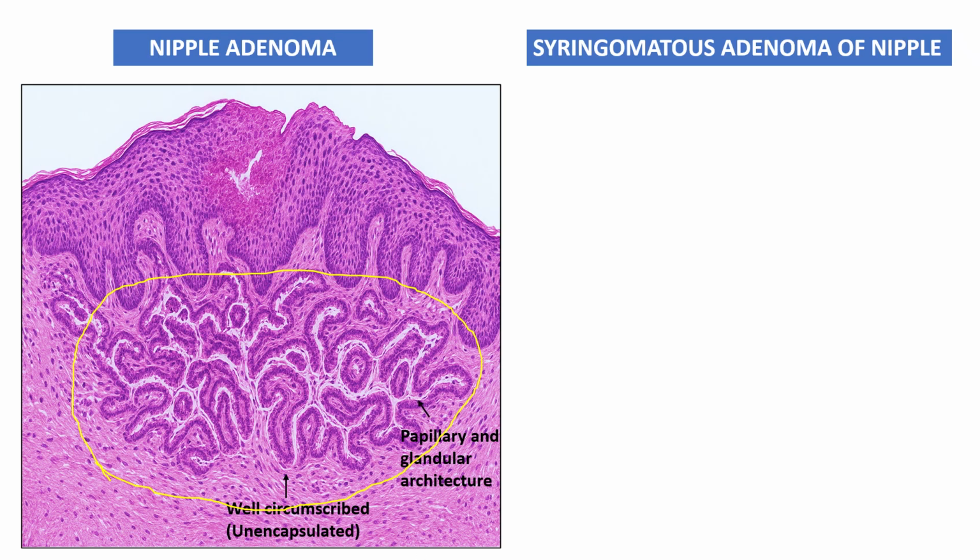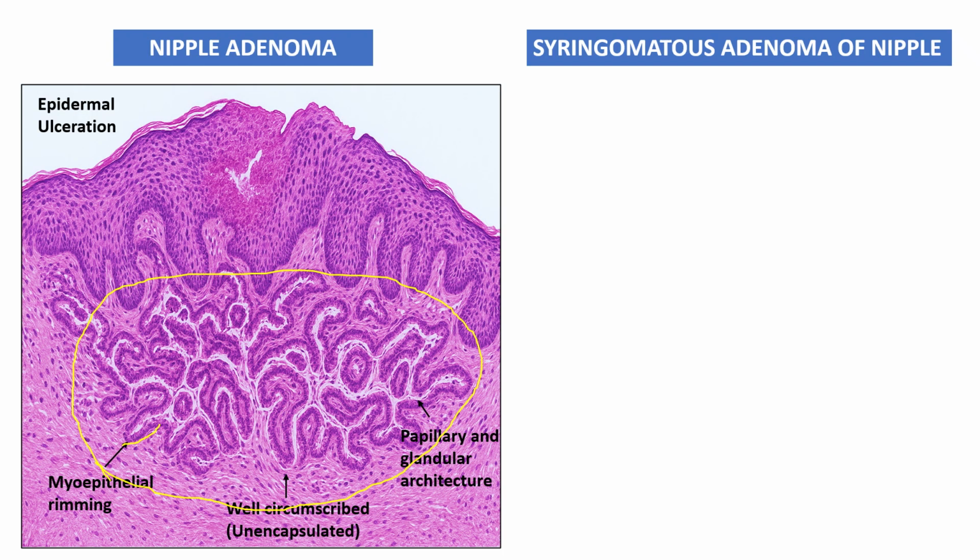And what are these glands lined by? They are lined by two layers of cells. Okay, inner epithelial cells and outer myoepithelial cells. So this is the outer myoepithelial cell lining. This myoepithelial rimming is a classical feature of all benign lesions of breast.